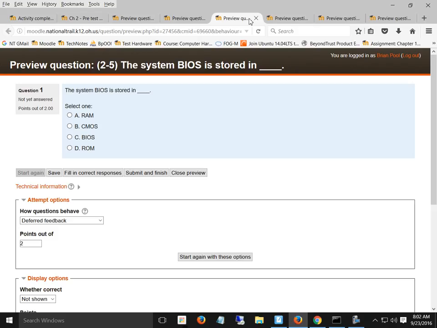Is it stored in CMOS? Okay, if you put that down, theoretically I would say you get kind of partial credit. It's not in CMOS, okay? It's in something in particular. Is BIOS stored in BIOS? No, that's a silly question.